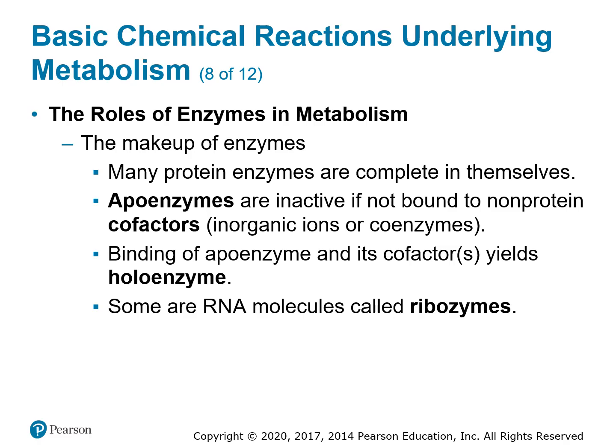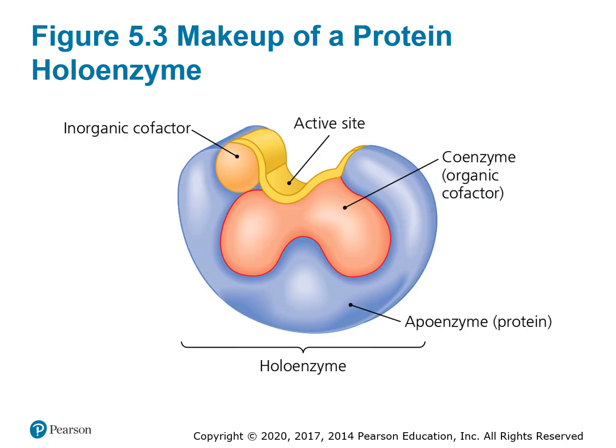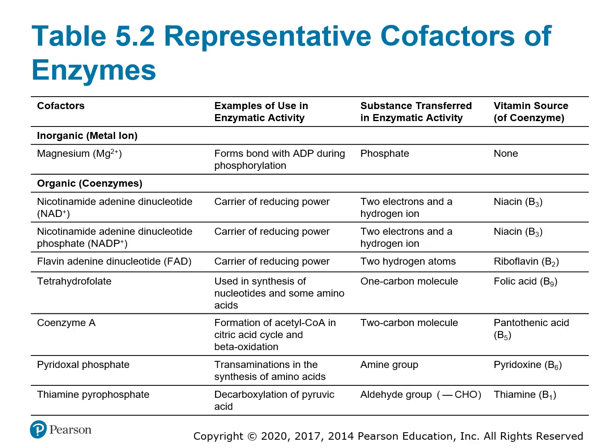Things like this could be something like a ribozyme, for example. So here you have the holoenzyme, which is the apoenzyme that now has been activated by the coenzyme and an inorganic factor. All of these, when they're combined, create the active site. And now this active site is ready to accept molecules and either build them or break them. So here we have a list of important cofactors of enzymes. Please make sure you take time to examine table 5.2.